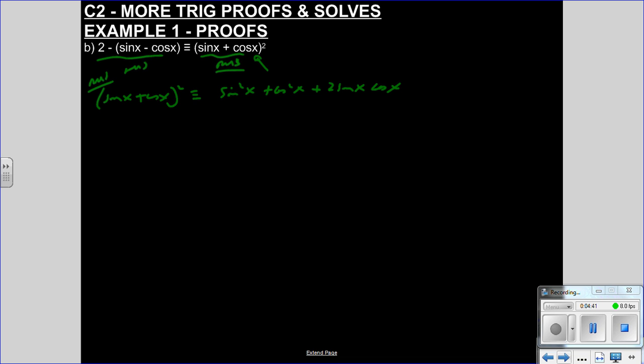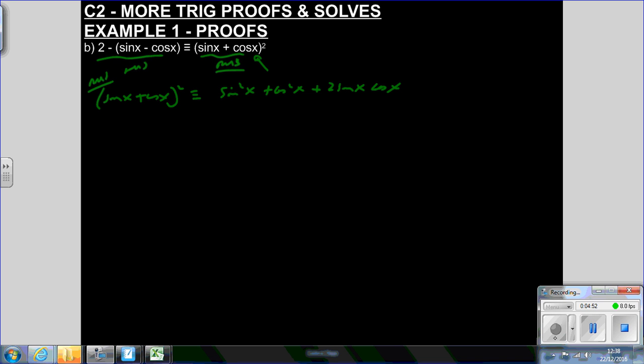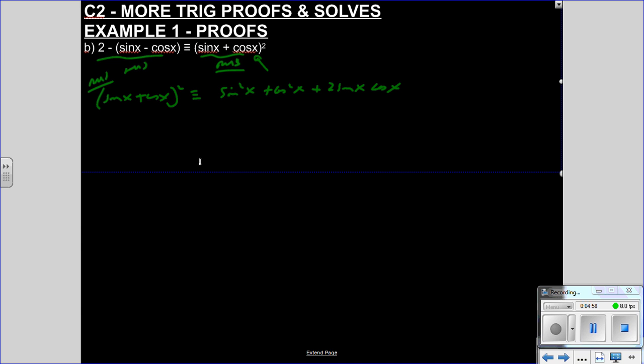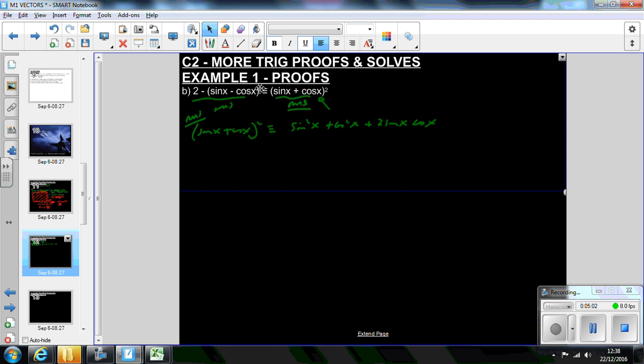This is looking good, except now we need a bit of trickery to get this sin x minus cos x. And yeah, looking at it, I can see this isn't going to work because I've copied the question down wrong. So that one needs to be squared. Let's quickly get a square on there. Cool.